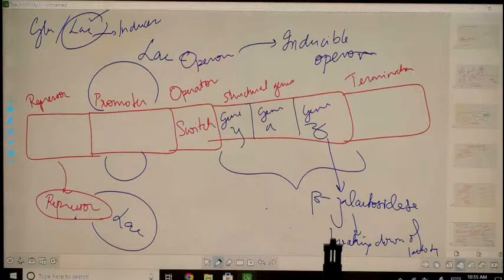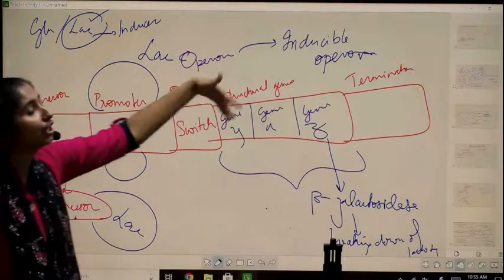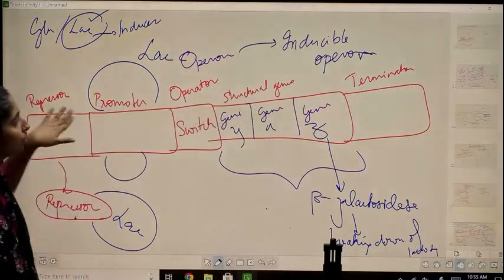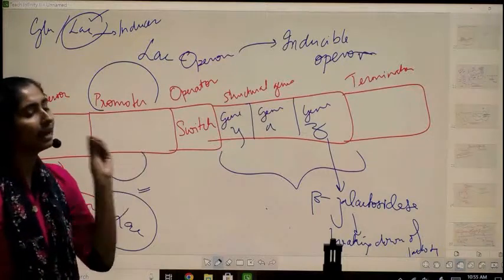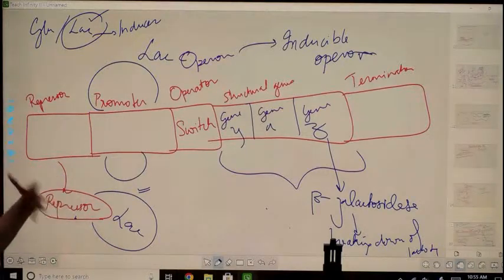That is why we say the lac operon is an inducible operon. Why? Because this operon is normally switched off. It will only be switched on when lactose is present. So we say this type of operon is an inducible operon. It can be switched on whenever there is a requirement.